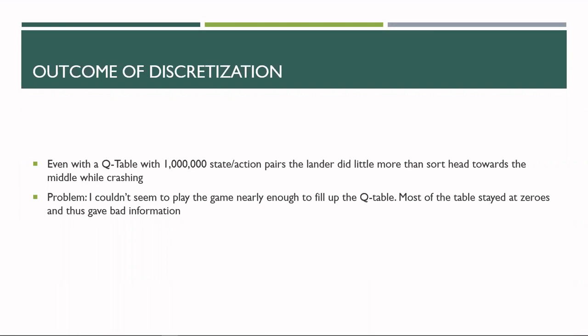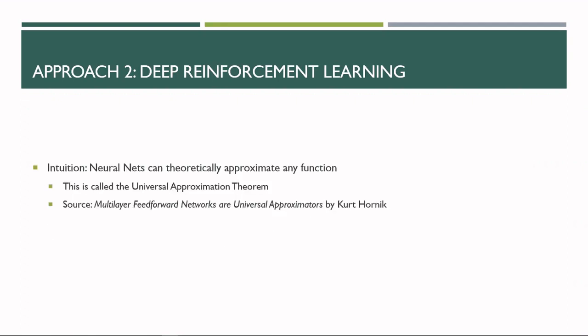Furthermore, even if I did somehow manage to fill up that table, it's going to treat a lot of very different situations as if they're the same, because they just happen to fall into the discrete area of where I happen to discretize it, right? It's never going to be a great agent if I'm trying to do discretization like this, okay? So we have a different approach we're going to use, deep reinforcement learning.